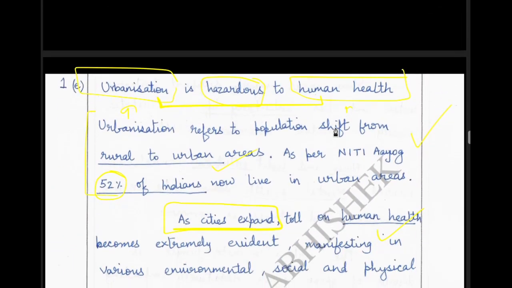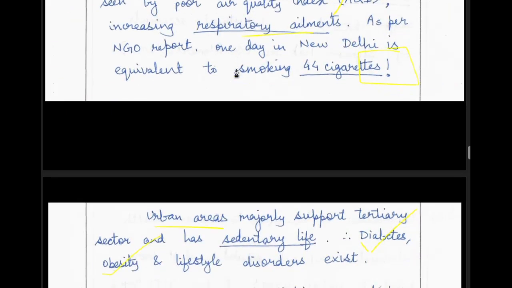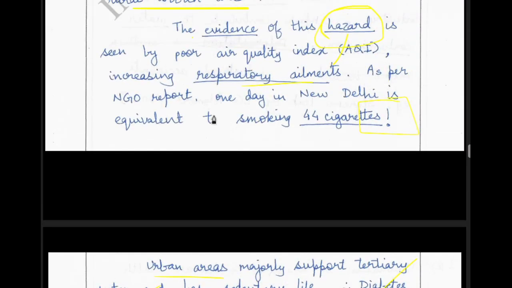The very fact it is human health, what is the bad thing of urbanization? Pollution, that is going to impact human health. So the process of thinking here will be, you think of urbanization, you think what are the different types of pollution. What are the different types? Water pollution, air pollution, light pollution, noise pollution.